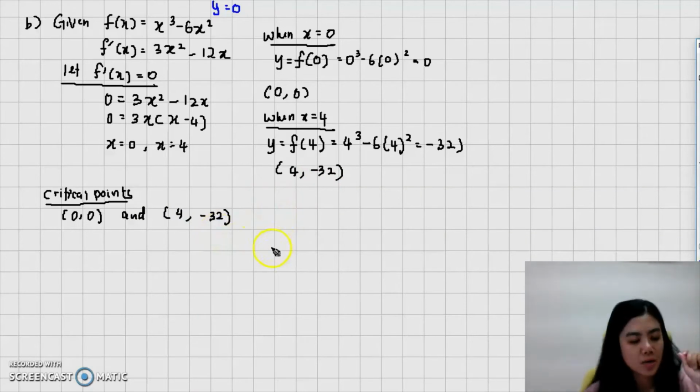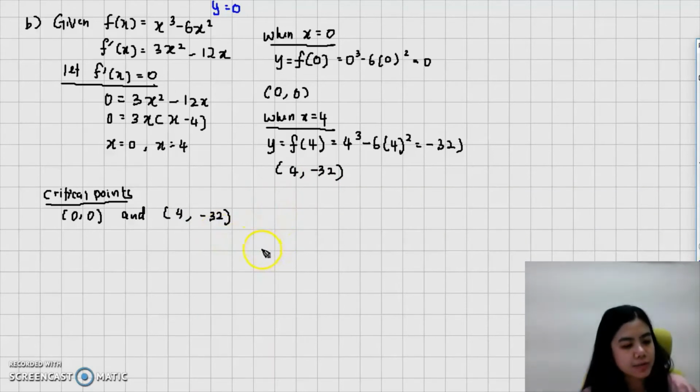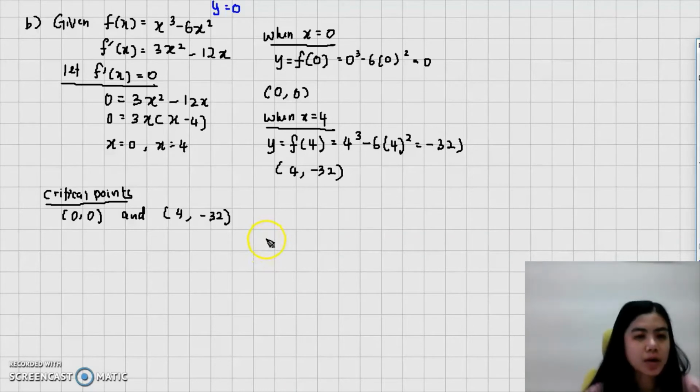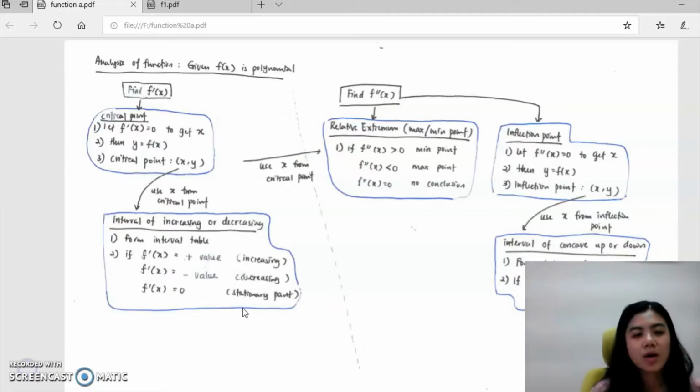Okay, so we have done part B, finding the critical points of the function f. So now we're going to look at the interval where the function is increasing or decreasing. In order to answer the question of interval of increasing or decreasing, let's just move to this. So it says that you need to use the x from the critical point to form an interval table. So let us form the interval table from the critical points.